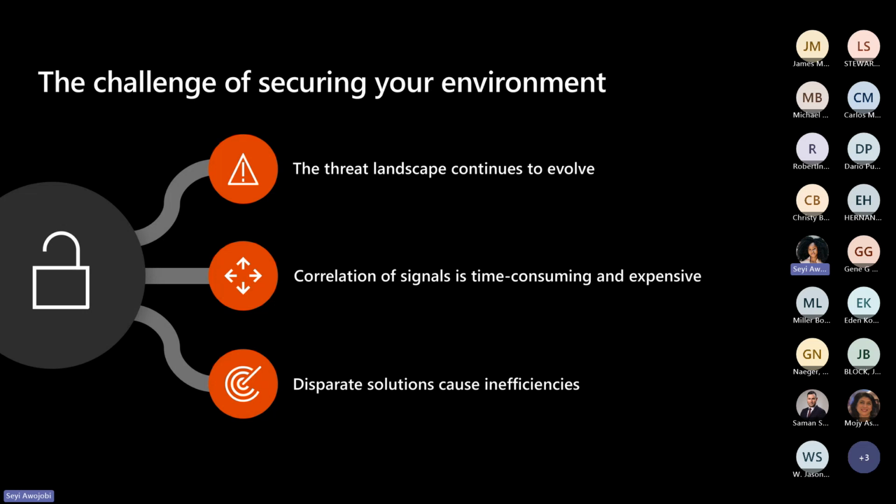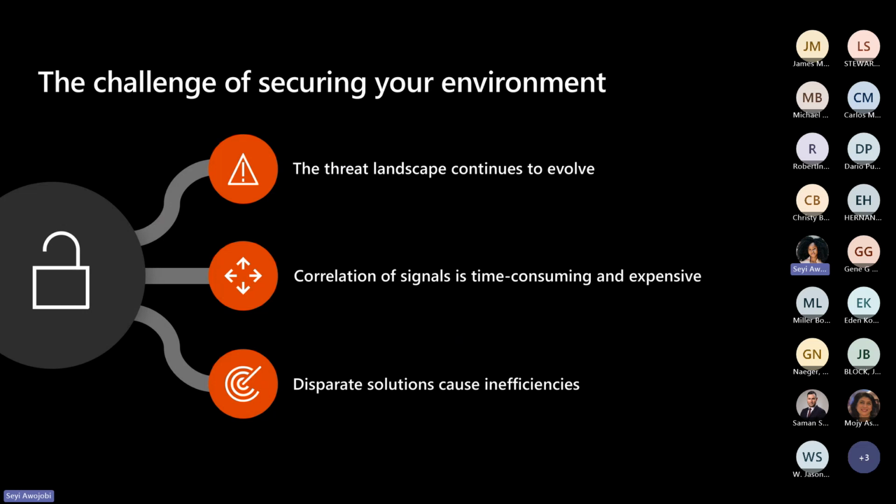The first being the threat landscape is continuing to evolve, right? We are seeing that it's becoming more complex to respond to these threats, right? Because the bad actors are developing sophisticated attacks faster than ever. The second thing that we are seeing is it is becoming a lot more overwhelming, time consuming and expensive to correlate all of the signals that you're getting, right? You're getting signals from identities, from endpoints, from emails, from applications. Putting all of this together and trying to figure out what exactly is going on in your environment can be very overwhelming and challenging.